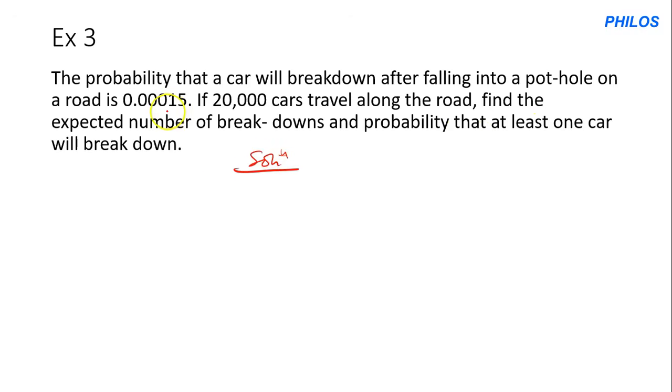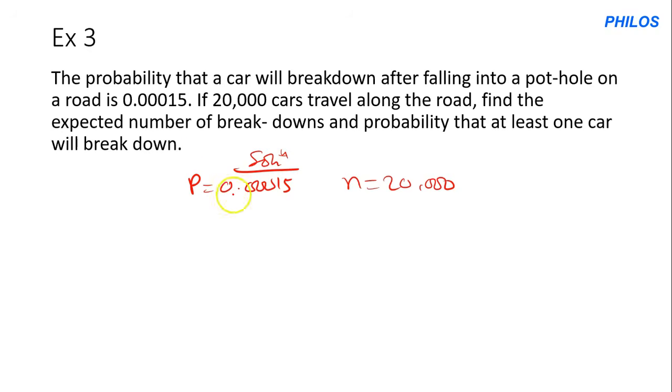look at this question. You realize that the question has given you P to be 0.00015, and then it has given you N to be 20,000. That is 20,000 cars. So you can easily find Q and then use the binomial formula to solve it, isn't it? But for this particular question, we are not going to use binomial to solve it. We are going to use Poisson.